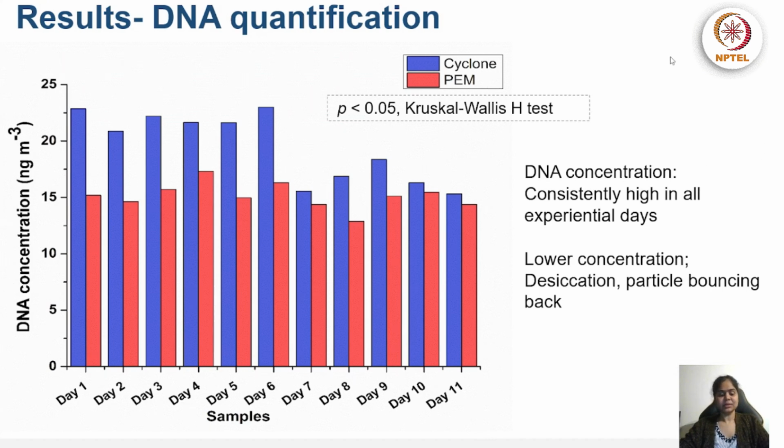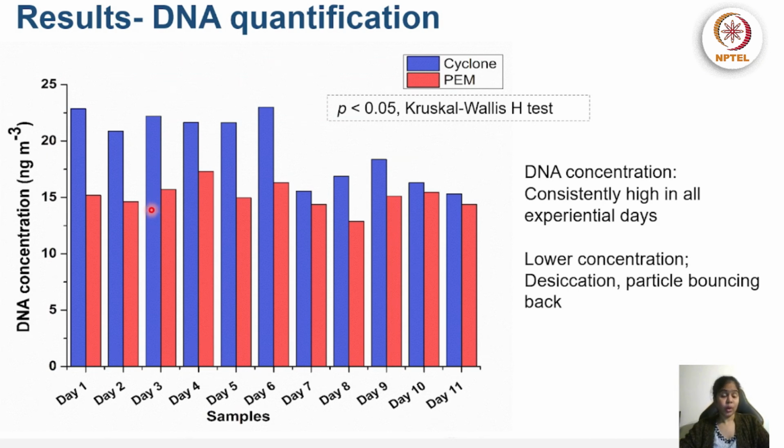So this is the result which shows the DNA quantification. The blue one represents how much DNA was obtained from the cyclone sampler, and the red one shows how much was from the PEM sampler. So we could see a clear trend here. As I mentioned, we had 11 days of sampling. We could see that on all the days, DNA concentration was consistently high in the cyclone sampler, and it was significantly high in all the sampling areas. So what could be a reason for lesser DNA concentration in the PEM sampler?